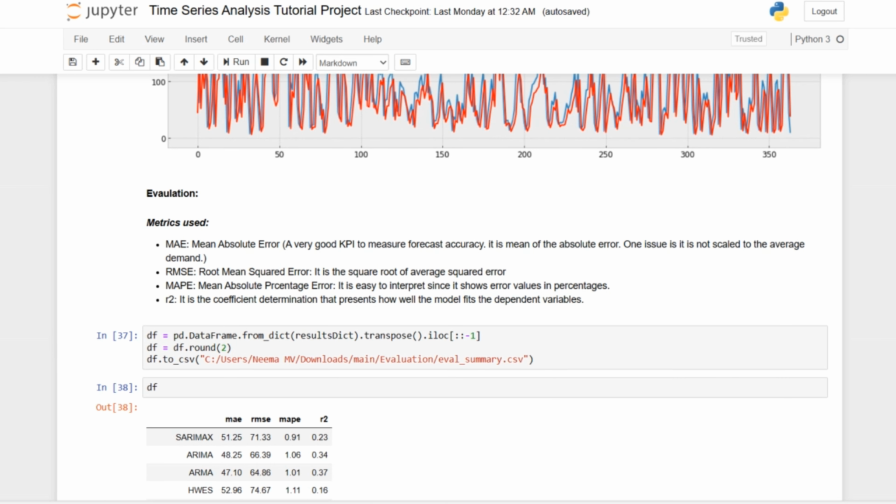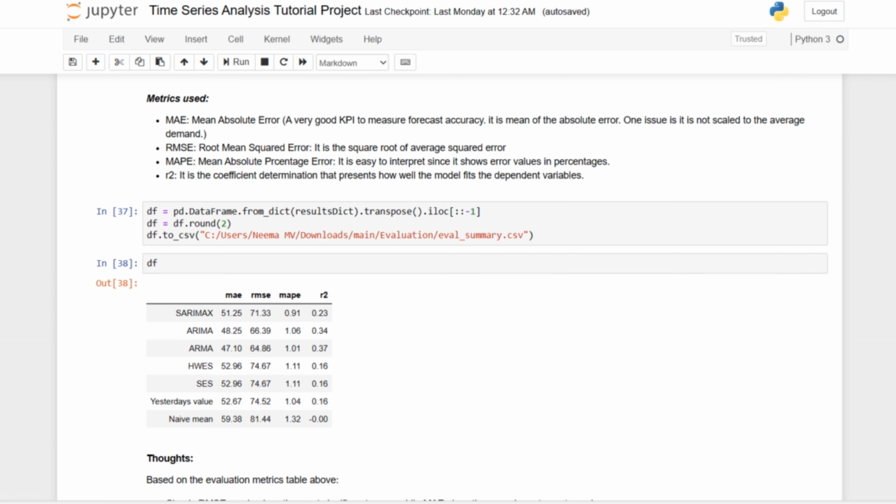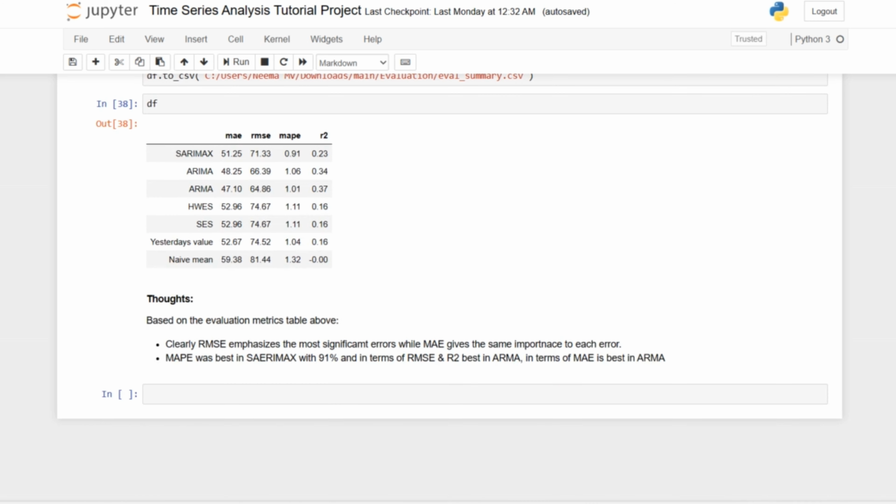Since we already have the results in a result dict, I have printed out the results for you here. You can see all the models that we have, along with the yesterday's value and the mean. These are the below my thoughts, guys. RMSE emphasizes only the most significant errors, while MAE gives the same importance to each error. So that is the main caveat when you consider RMSE and MAE.